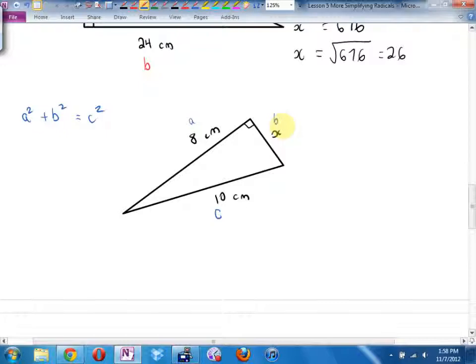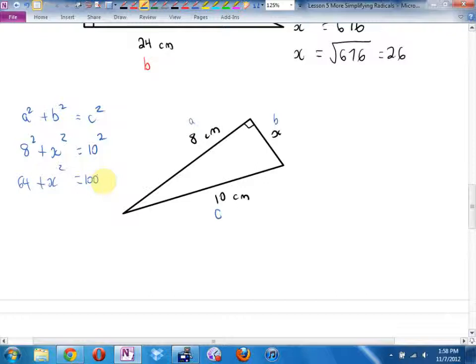What's my equation going to look like? What squared plus what squared equals what squared? 8 squared plus x squared equals 10 squared. 64 plus x squared equals 100. Right, Jordan? Okay. I can't square root yet because the x squared isn't by itself. I need to get the x squared by itself. So we're doing a little review of equation solving now.